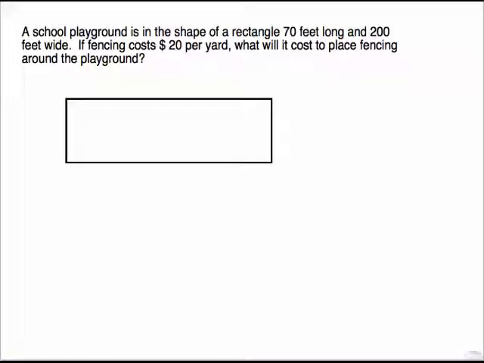A school playground is in the shape of a rectangle, 70 feet long and 200 feet wide. So I will put 70 feet, 200 feet. If fencing costs $20 per yard, these are in feet. I need these to be in yards. And if I could divide this out evenly, I would change it to yards right now. But instead on this one, notice what's going to happen. For a rectangle, the opposite sides are equal. If I add all of this up, I'm going to get 540 feet.